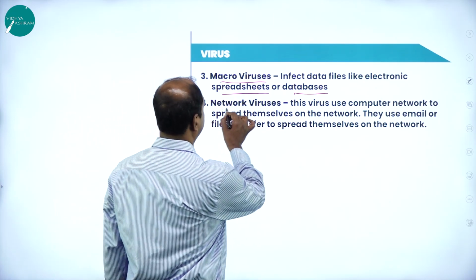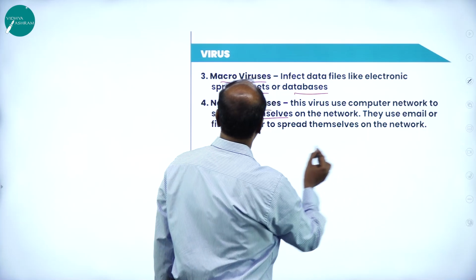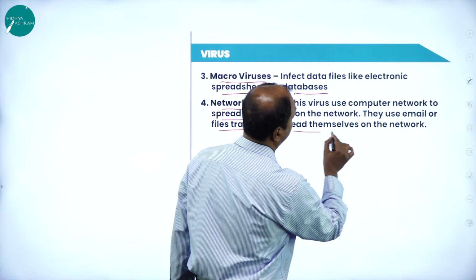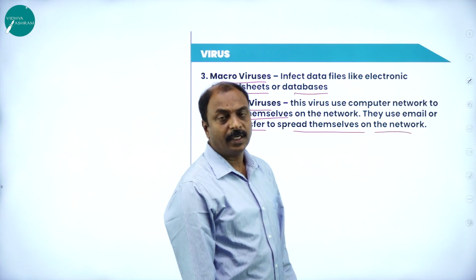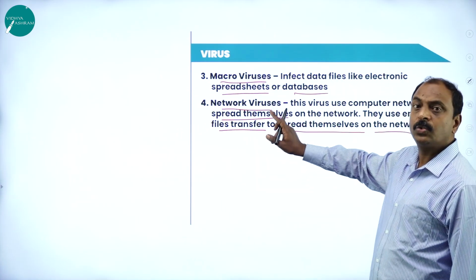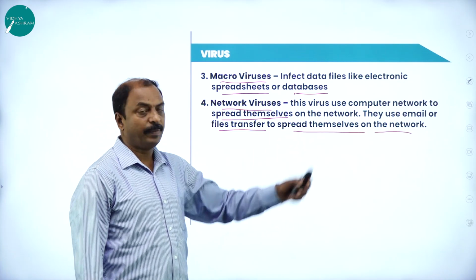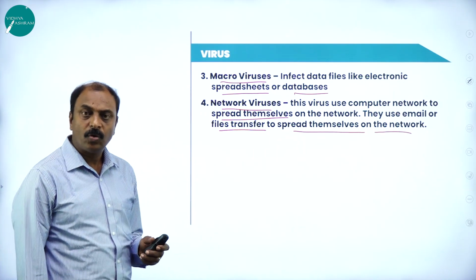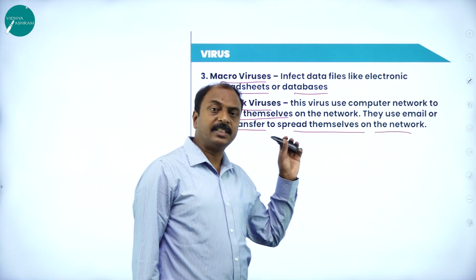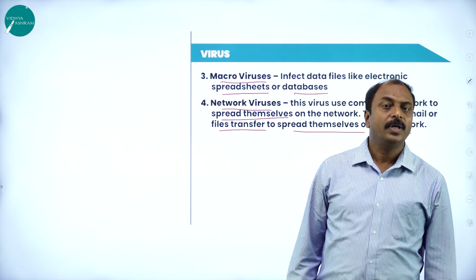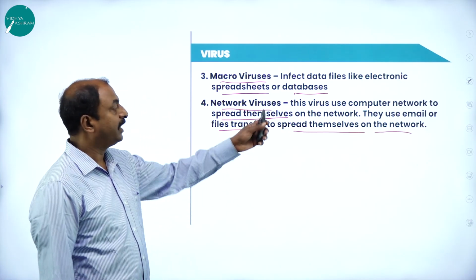Next one is network viruses. This virus uses a computer network to spread itself. They use email or file transfer to spread on the network. Now, do you know what a network is? In a network, all computers are connected, and this type of virus spreads through the computer network. If any file, in the form of an email or an attachment, is sent from one computer to another, there are chances of these viruses spreading. Once the virus has entered the network, there are chances of damaging all the software or hardware resources in the computer network. This is a network virus.